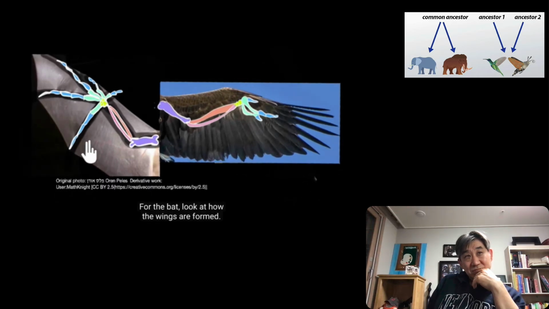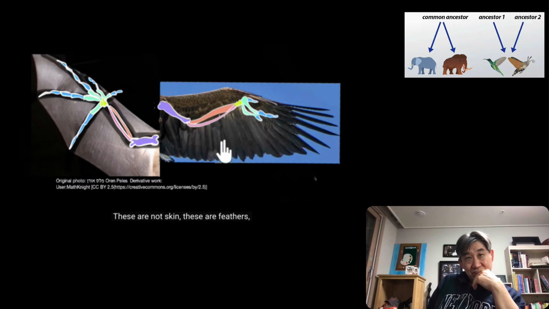For the bat, look at how the wings are formed. The wings are actually skin. This is the skin of the bat. And the skin of the bat kind of makes a web over here, right? It's attached to the fingertips. Can you see that? The skin is stretched over the fingertips, and that's how they have evolved, because of which they can fly. But look at the wings of the eagle.